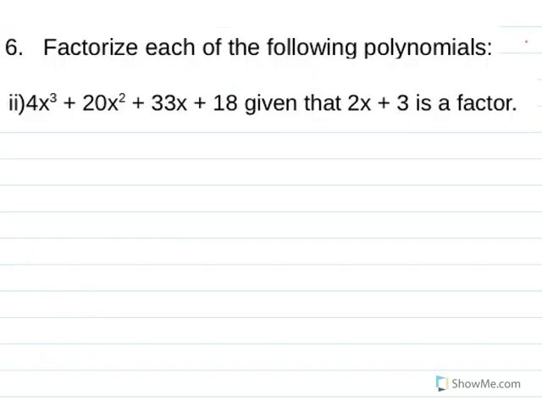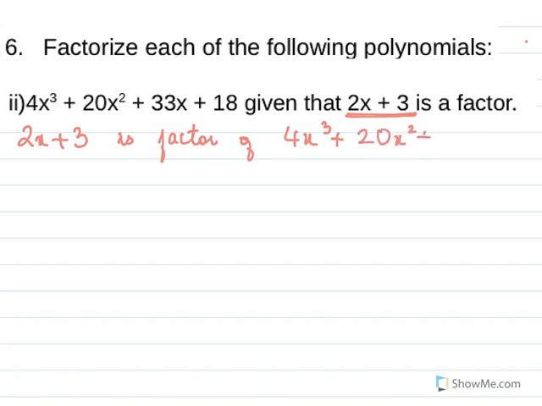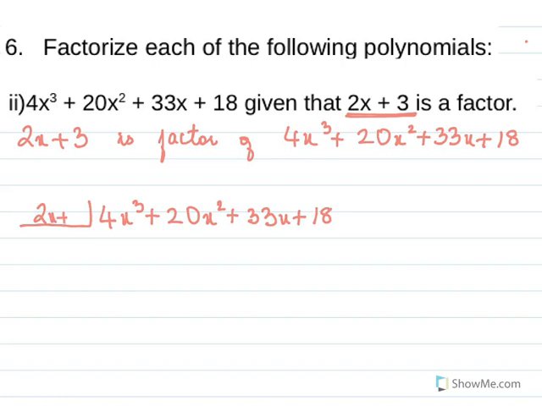Factorize each of the following if 2x plus 3 is a factor. So 2x plus 3 is a factor of 4x cubed plus 20x square plus 33x plus 18. To find the other factor we need to divide. So we have 4x cubed plus 20x square plus 33x plus 18, and we divide this by 2x plus 3 and we get the other factor.